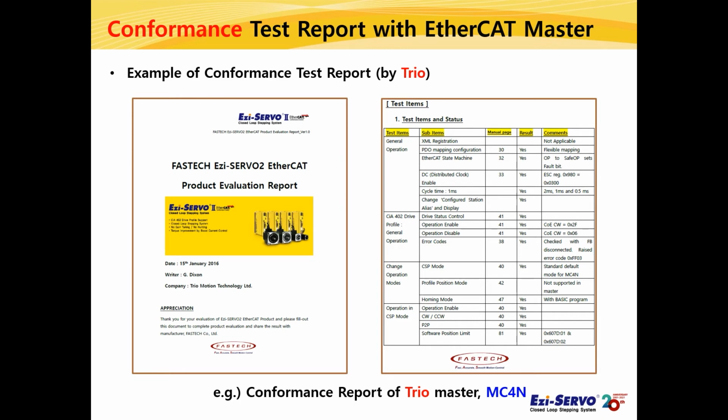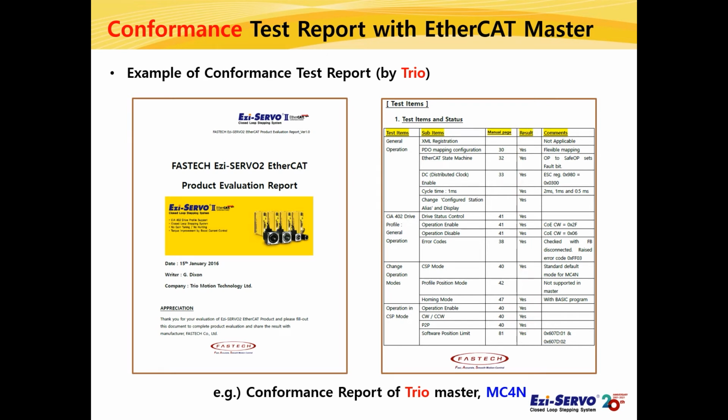This is a report written after testing the FASTECH EtherCAT slave by a master company called Trio Motion Technology in the UK. Each evaluation item applied to the test was taken directly from the CIA402 drive profile, which is a standard profile for drive motion control. For example, if you look at this part, you can check the test items for drive status control, operation enable, operation disable and error codes of CIA402 drive profile. Tests were conducted for each evaluation item, and this is the result.